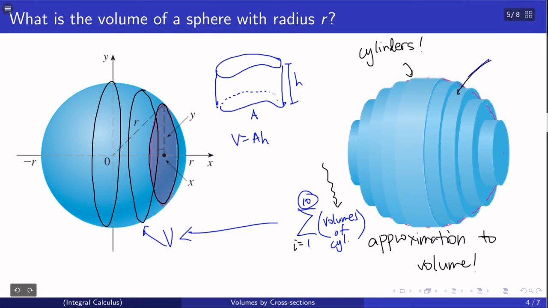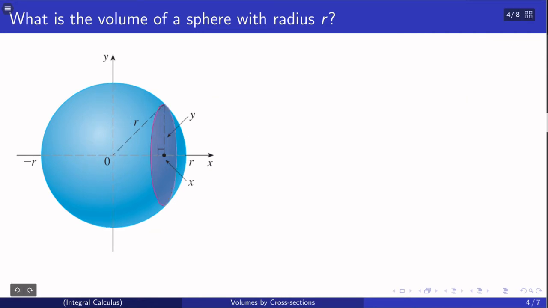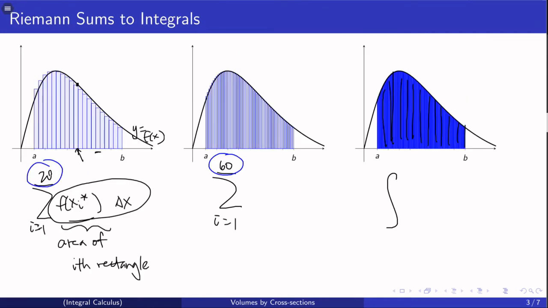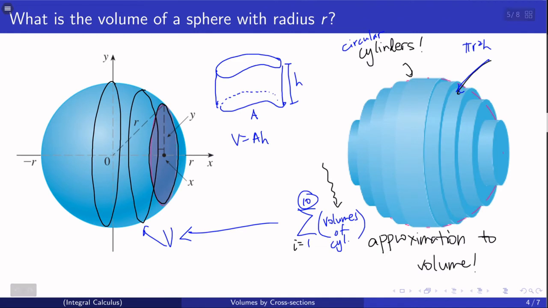For these cylinders, they're also what we call circular cylinders, where the base is a circle, right? So here you get your standard formula, pi r squared h, where pi r squared is the area of the base. The issue is now that r is varying from cylinder to cylinder, much like the height was changing from rectangle to rectangle. So the height depends on x. Here the radius depends on x.